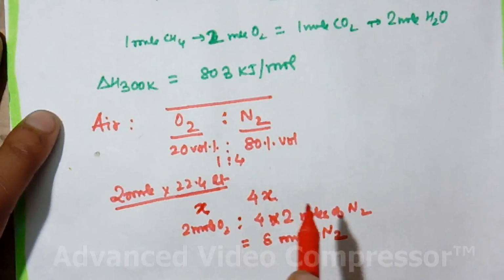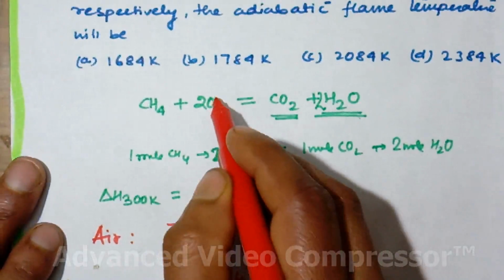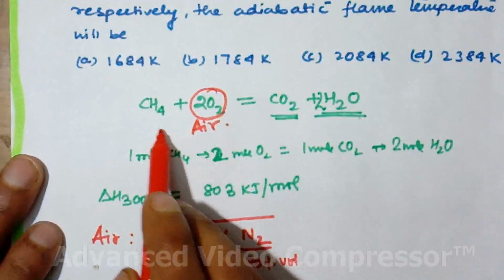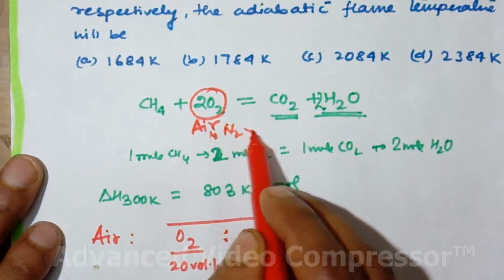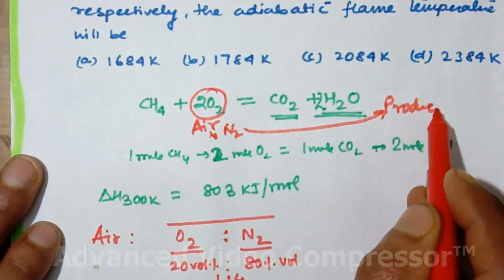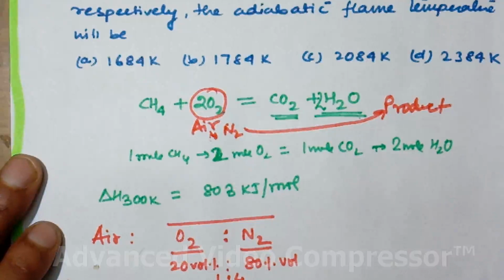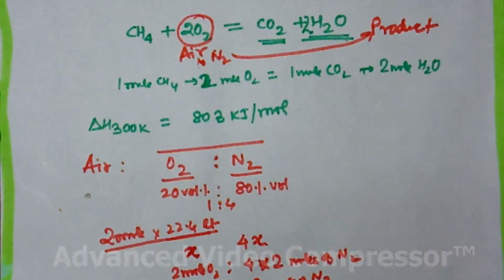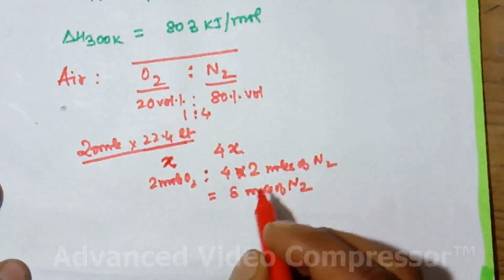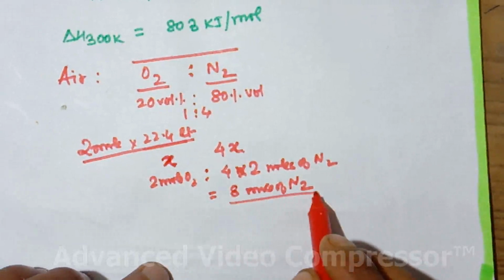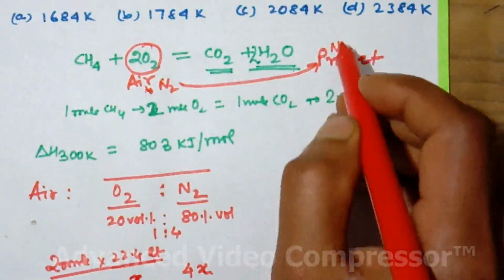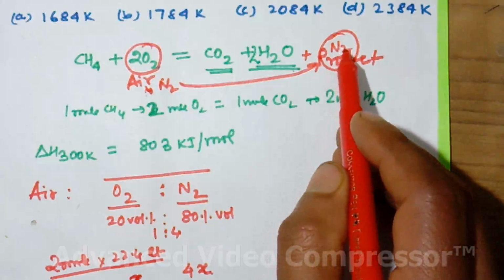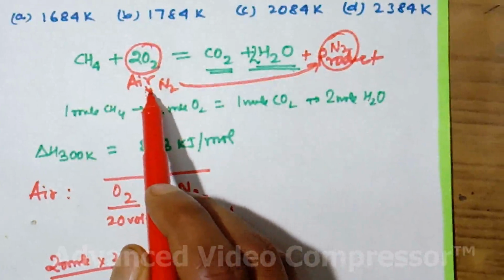And since for combustion this O2 is used in the form of air, the O2 from the air is reacted with CH4 and the remaining N2 goes into the product. So how many moles of N2 are we getting in the product? That is 8 moles of N2. So N2 is also a part of the product which is hidden over here. This is the trick in this question, that N2 is also a product, but since it is hidden, it comes from the air.